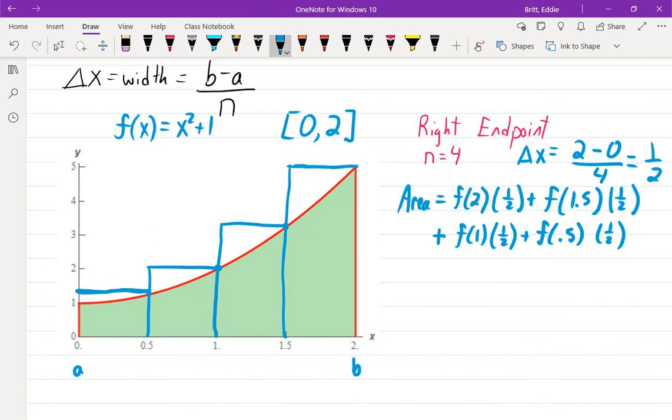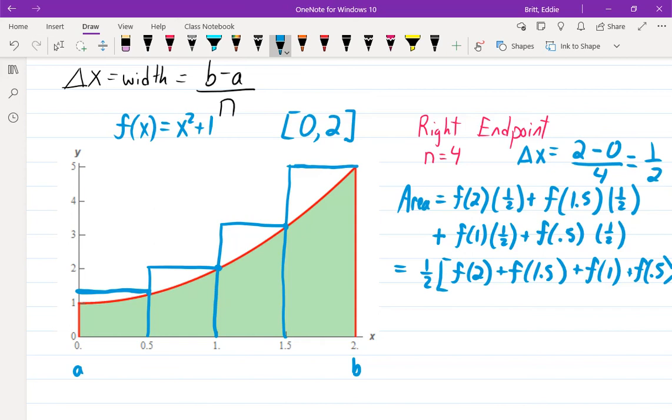Now, just like with the summation notation, I mean the area, I'm summing all these up. Since I'm multiplying by 1/2 every time, I can say 1/2 times f of 2 plus f of 1.5 plus f of 1 plus f of 0.5. Now the area that we find, you can clearly see that the rectangles are above the curve. So the area that we find is going to be more than the actual area under the curve.